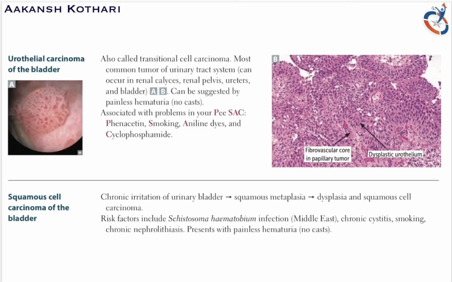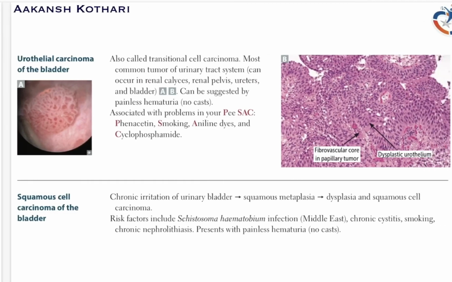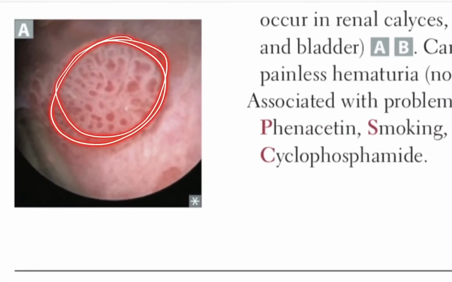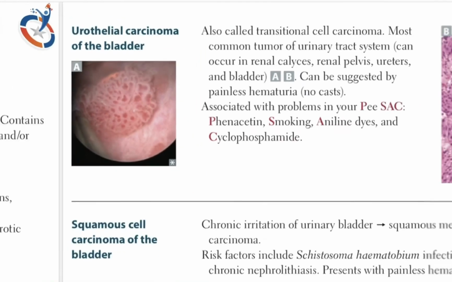Now, it is the most common tumor of the urinary tract system and can occur in different places of the urinary tract. For example, it can occur in the renal calyces, in the renal pelvis, in the ureters, and then in the bladder. Is it clear? Now, this is how it exactly looks. This is the urothelial carcinoma or the transitional cell carcinoma.